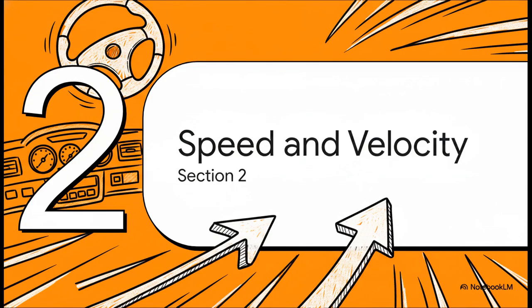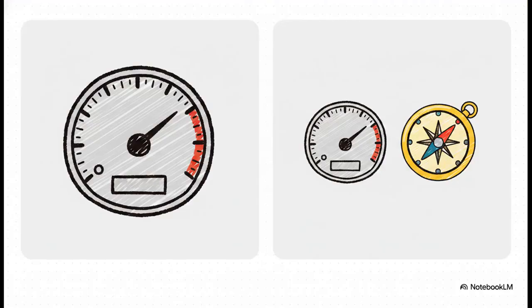Moving right along to section 2, speed and velocity explained. Imagine you're sitting behind the wheel of a car. Speed is exactly what you see on your dashboard speedometer. It just tells you how fast you're eating up distance over time. 60 miles per hour, boom, that's it. In physics, we call this a scalar quantity, meaning it only has a magnitude or a size. But velocity? Well, velocity is basically your speedometer combined with a compass. It's how fast you're going and in what specific direction. 60 miles per hour due north. That makes it a vector quantity. Speed is just the pace, but velocity is the pace with a destination in mind.